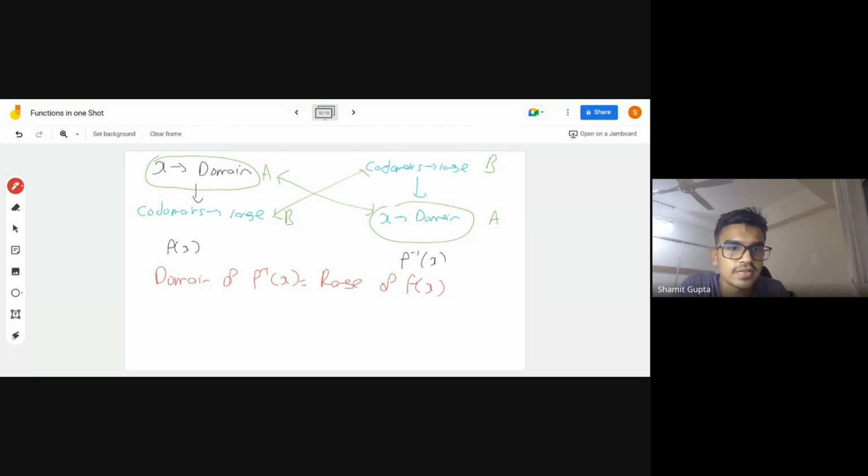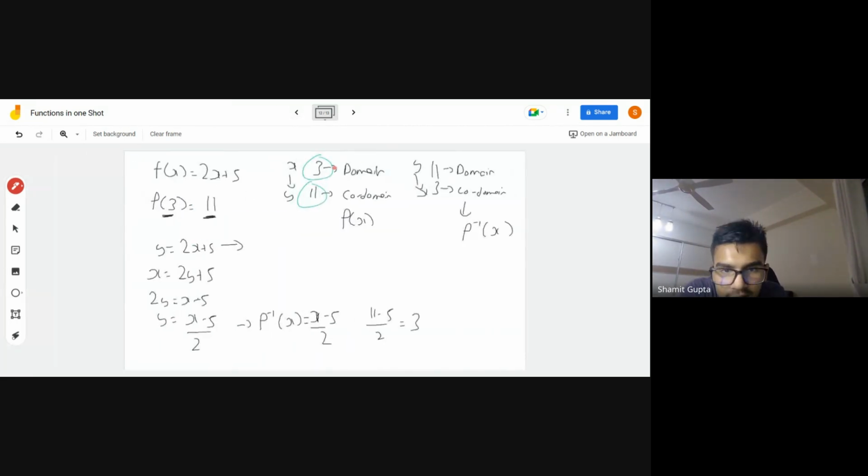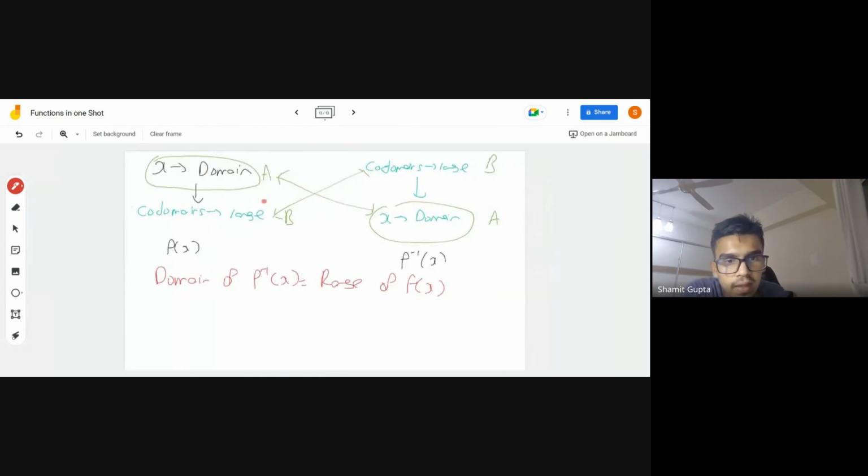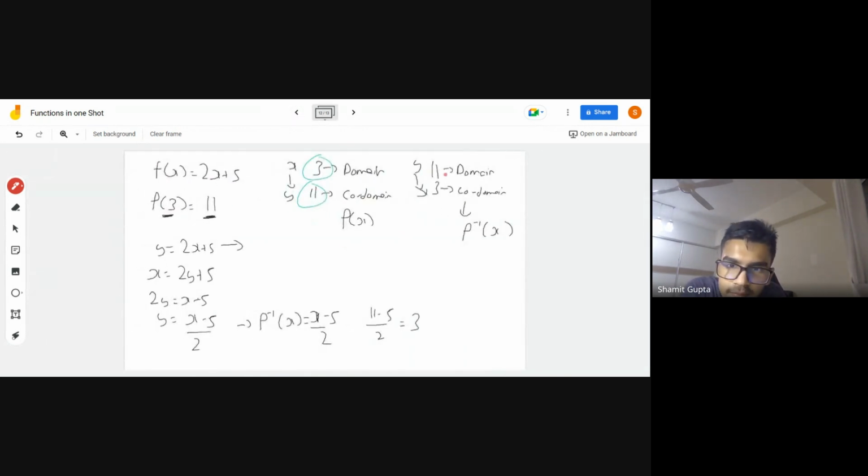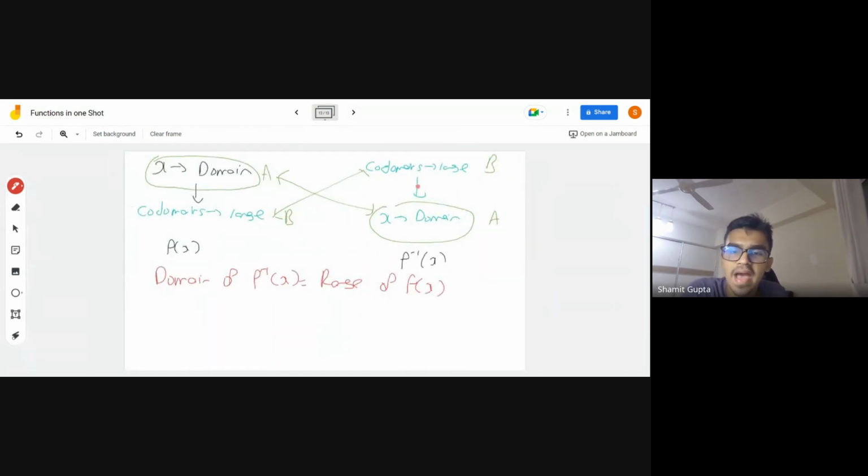You didn't understand? Okay, just one last time. I put 3, I got 11. I put A, I got B. I put 11 back inside. I put 11 inside my f inverse x now. Now I want 11 to be my input in a different function, to get 3 as my output in that same different function. So I'm putting B as my input. B, which is the range of this f(x), is the domain of my different function, for which I'm getting A as the output. And here you can see A was the domain of f(x). Here A is the range of f inverse x.